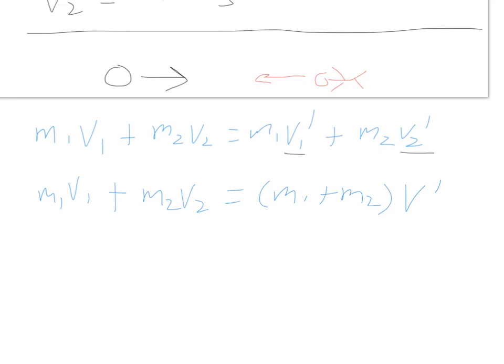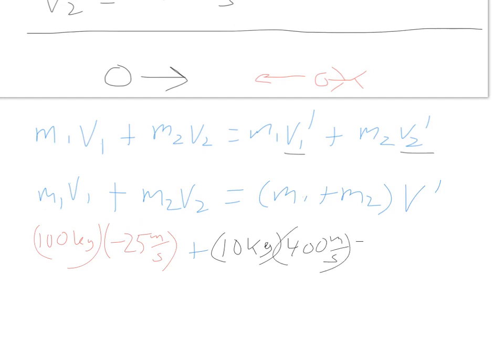Radioactive man, 100 kilograms. He's going along here at negative 25 meters per second. Again, that means to the left. To this, I'm going to add the cannonball, which has a mass of 10 kilograms and is going along at 400 meters per second. There's my before. I'm going to set that equal to after, which is the two masses together.